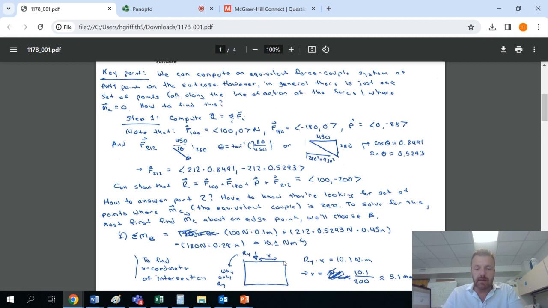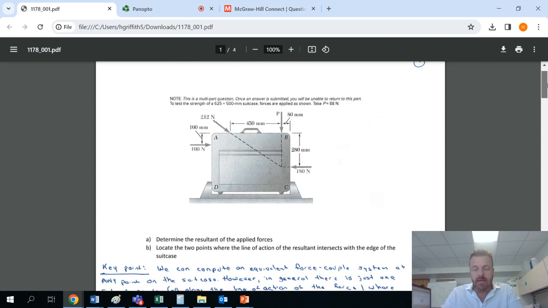So let's begin by computing the force couple system about point B. All that we need to do is compute the moment of each of these forces about that point. The nice thing about this is clearly vector P will not have a moment about point B because its line of action passes through, and the x component of the 212 Newton force will not have a moment about point B because its line of action passes through as well.